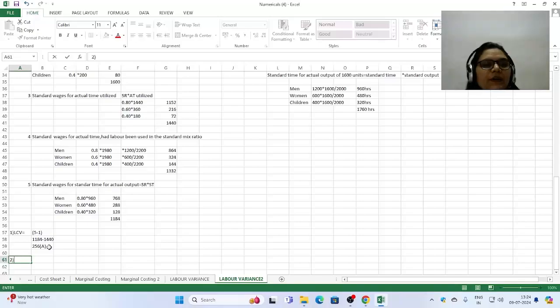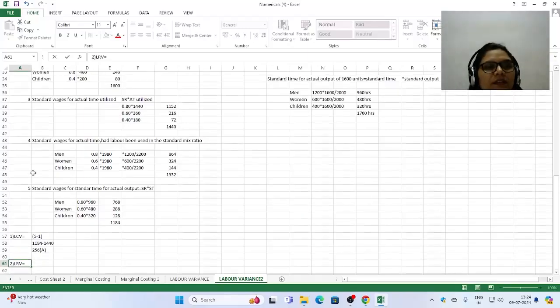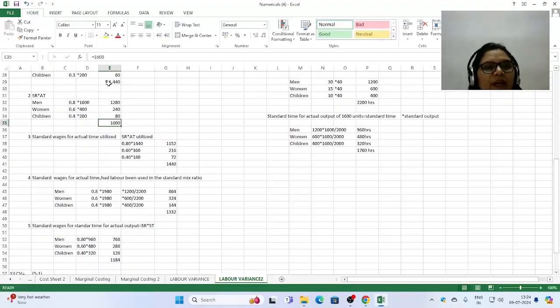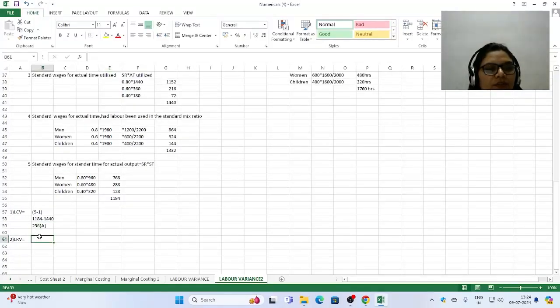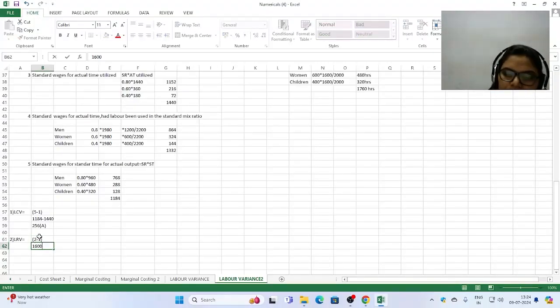Next is labor price variance. Sorry, it is called labor rate variance actually. Labor rate variance is 2 minus 1. 2 is 1600 minus 1, 1440. So it is 1600 minus 1440. It will give the value of 160 favorable.